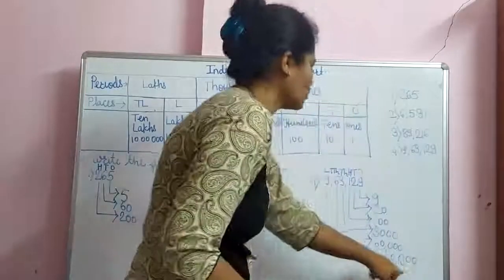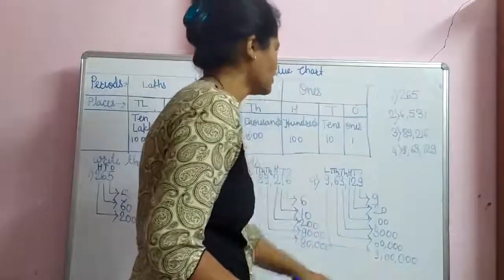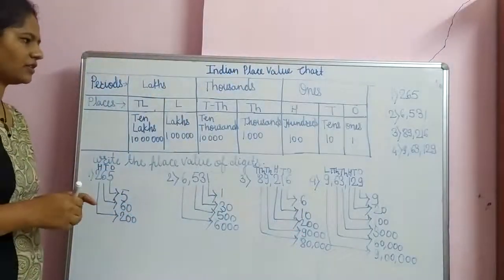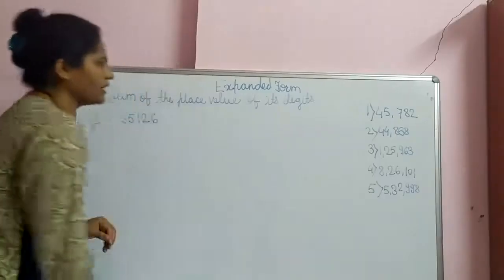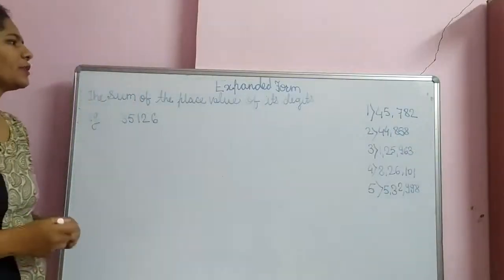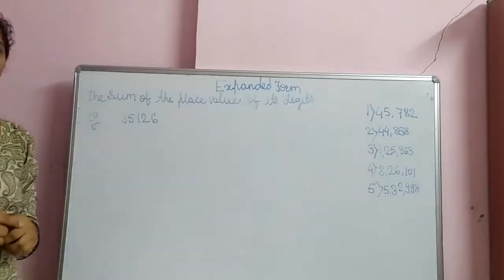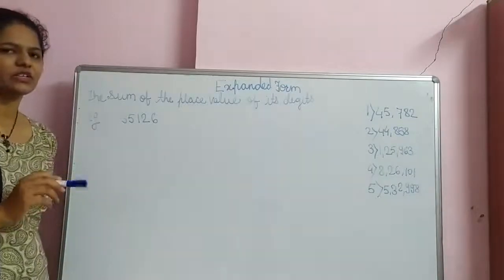So make group. When we are making group, then it is easy for us. So this is the place value of digit. Now we see our next topic. Okay student, now our next topic. Next topic is expanded form. So what is the expanded form? Expanded form means the sum of the place value of each digit.